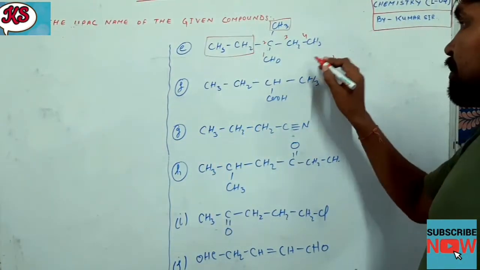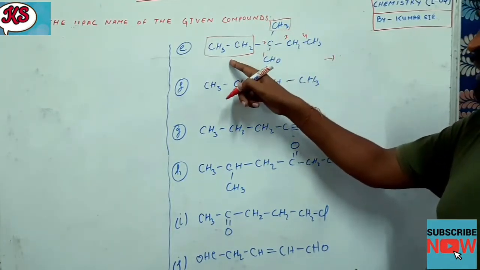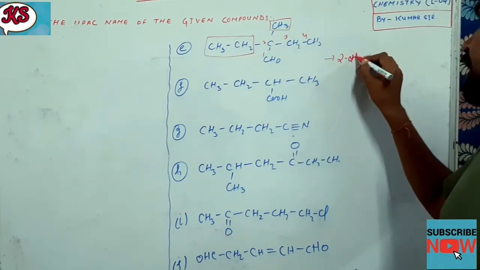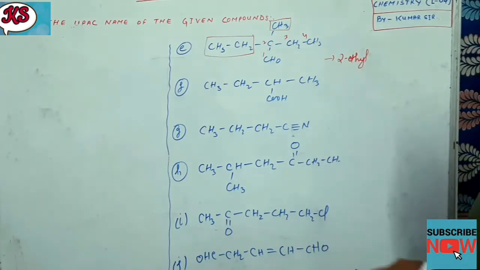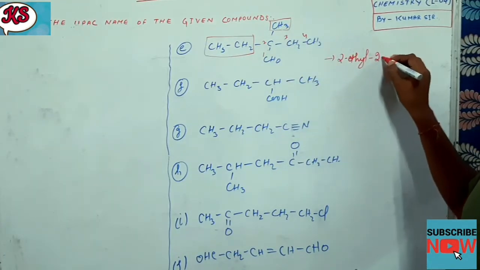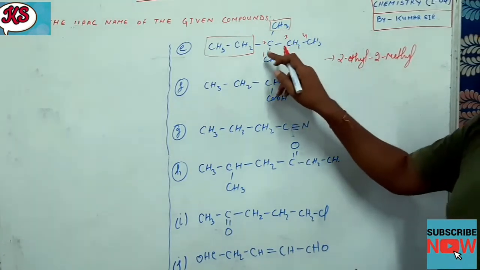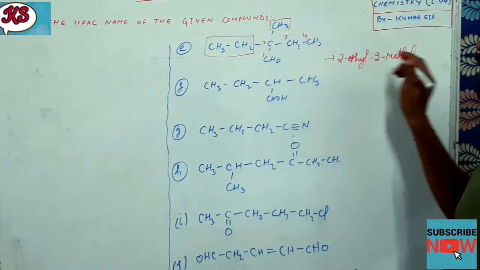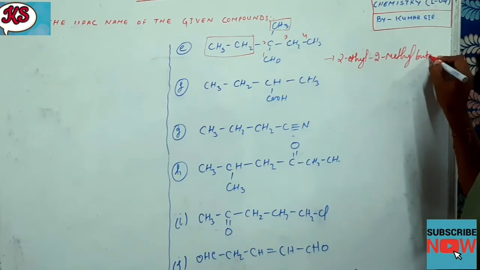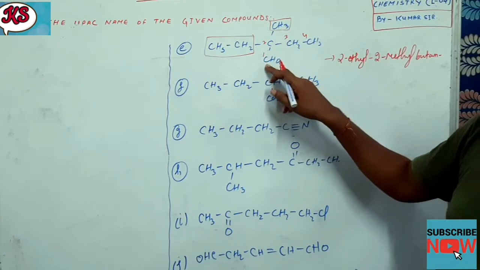So what will be the name of it? This one is ethyl, E, and this is methyl, so M. So E comes first, so we'll write 2 ethyl, and here again methyl is there, so 2 methyl. 2 ethyl, 2 methyl, and what is the total number of carbons in the main chain? 1, 2, 3, 4. So we'll be writing 2 ethyl, 2 methyl, butane, and what is this CHO?